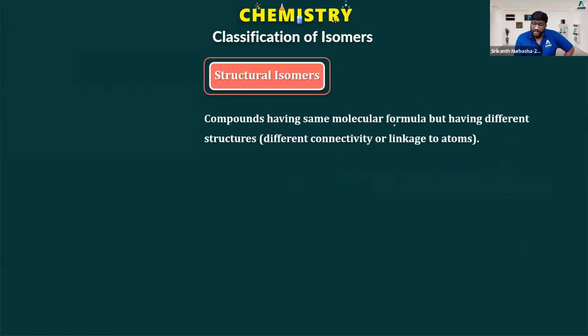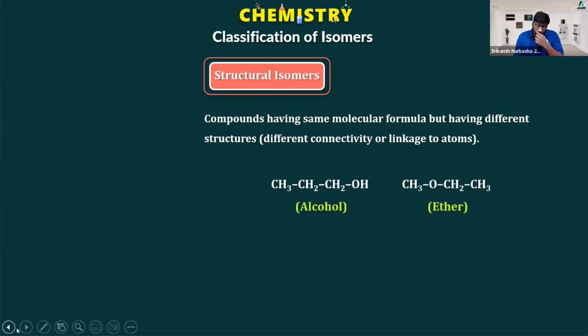Structural isomers are compounds having the same molecular formula but different structures, or different connectivity or linkage of atoms. Alcohols and ethers, are they structural isomers? Yes, because in alcohols we have an OH group, and in ethers we have an OCH2CH3 group.